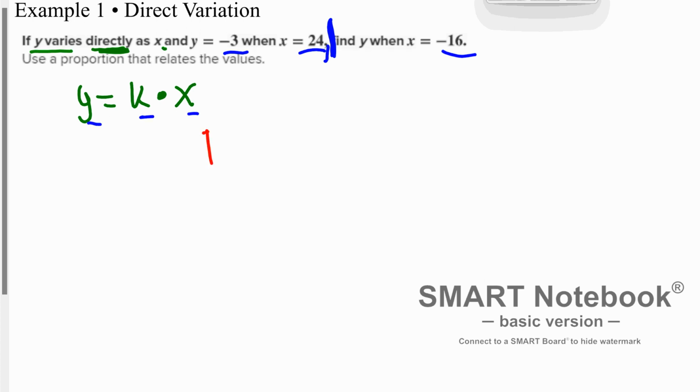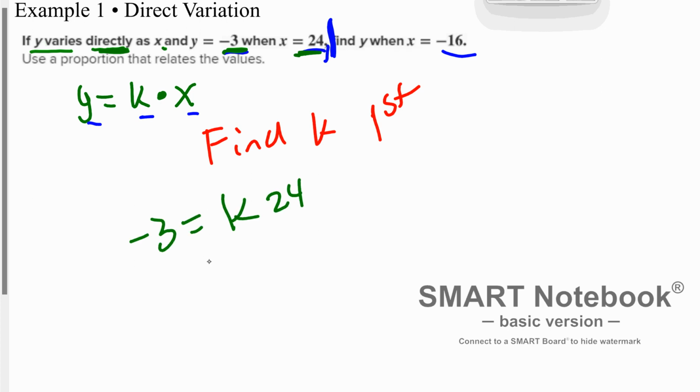First, I have to find k. So you've got to find k first. That's the first thing you've got to do. And that's why they give you these first 2 numbers, is to find k. So plug in your y, and then plug in your x, and then solve for k. Here I divide by 24, and that reduces to, what, 1/8, negative 1/8. So k equals negative 1/8. I can use a decimal if you want to.